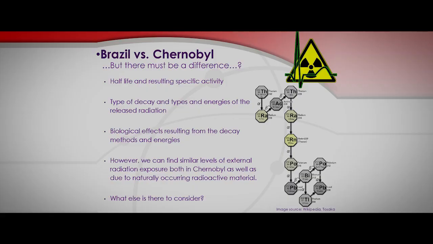Now, back to the differences between the radiation from Chernobyl and Brazil. Of course, you have different half-life and resulting specific activity. Thorium, which has a half-life of 14.1 billion years, versus cesium-137, for example, with a half-life of 30 years. If you had 1 kilogram of that, even if you don't take into consideration the amount of atoms because of the different mass, you would, of course, have a much, much higher activity in cesium-137 than in thorium.